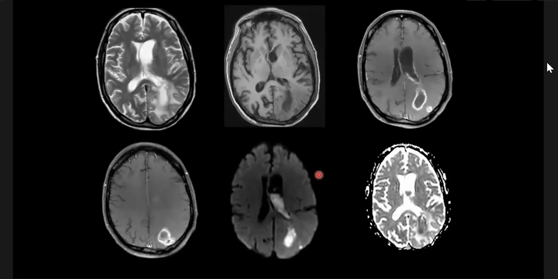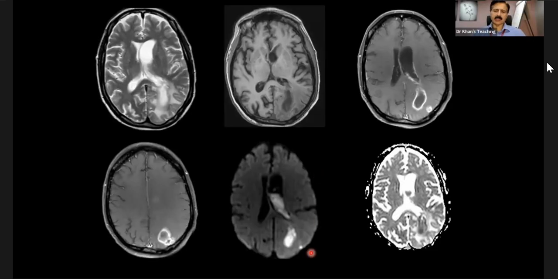So again, looking at the DWI images, on top there we have a peripheral enhancing lesion, and on the DWI images there is restricted diffusion, in keeping with the abscess. And where is it going? It's going into the ventricle, causing ventriculitis. So please remember that this type of scenario has been shown in the exam many a times.